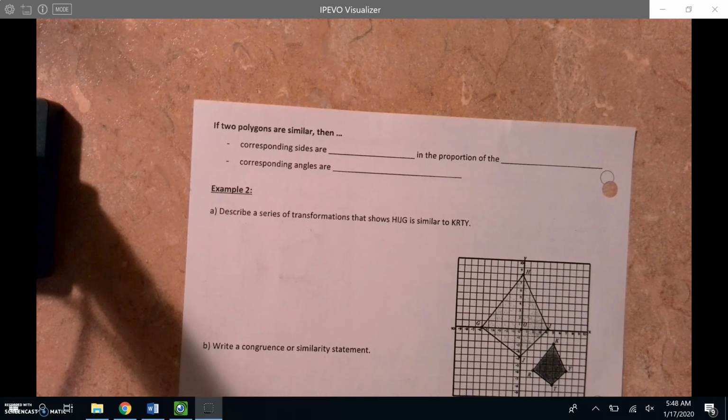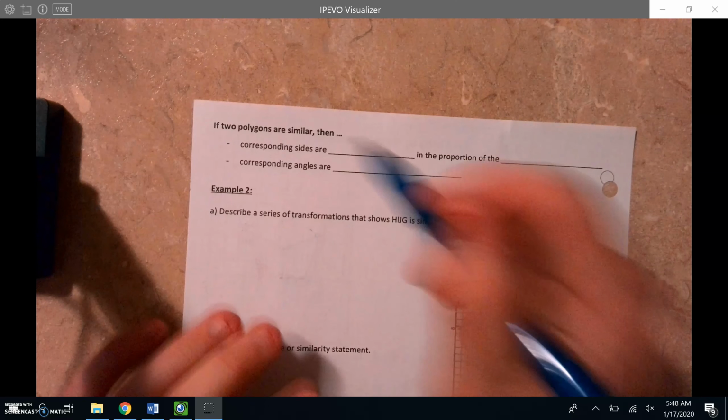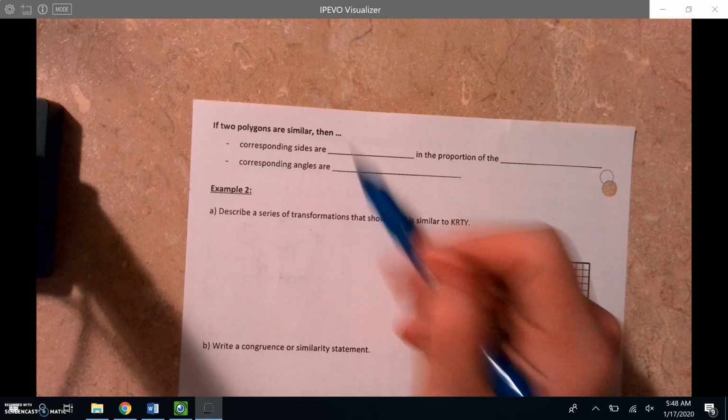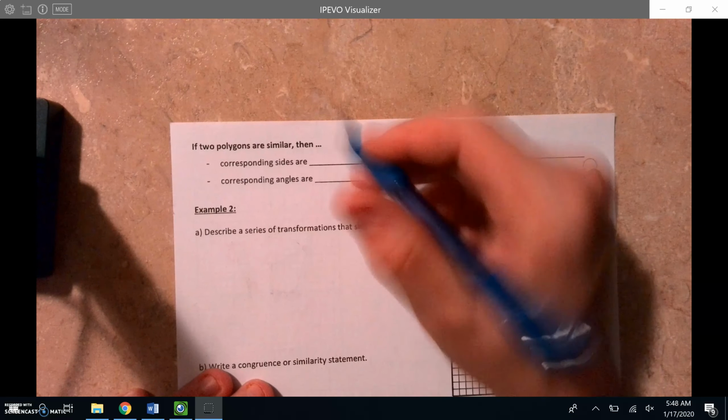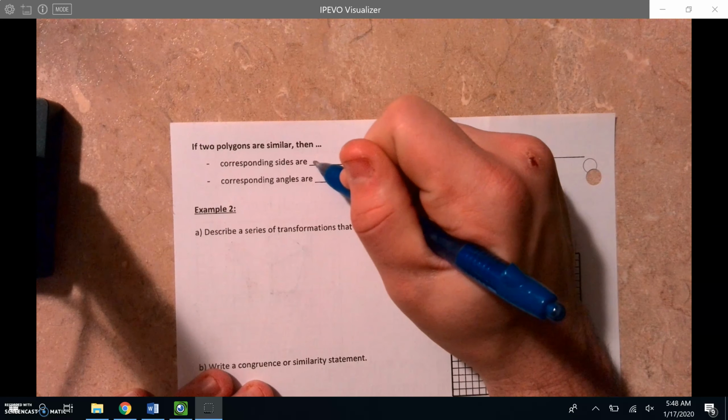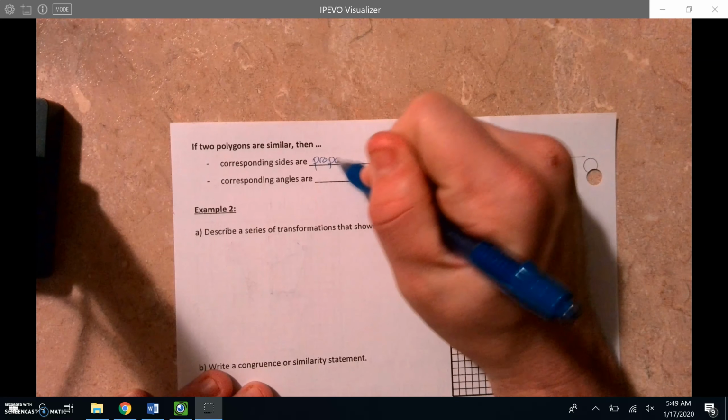All right. There are two things that will always happen if polygons are similar. If two polygons are similar, then corresponding sides are proportional.